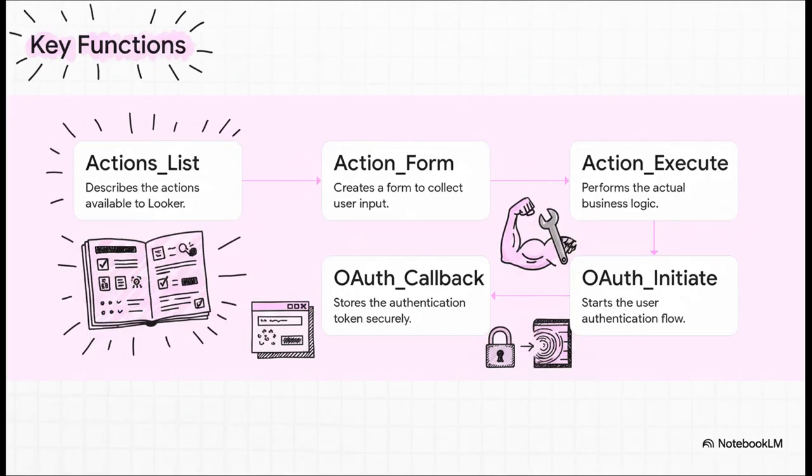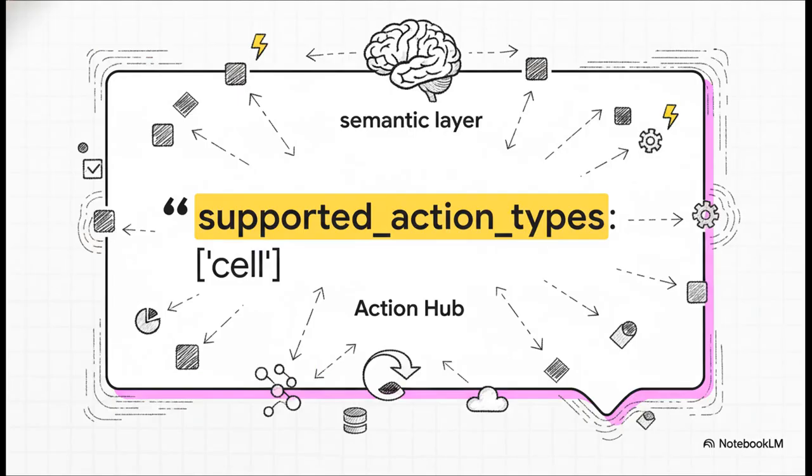At its heart, a custom action is like ordering from a restaurant. First, Actions List tells Looker what's on the menu, which actions are available. When you pick one, action form is like the waiter popping up to ask for any extra details. The real magic happens with action execute. That's the kitchen, doing all the actual work. And those last two functions, they're like the security at the door, making sure you're logged in and allowed to place the order.